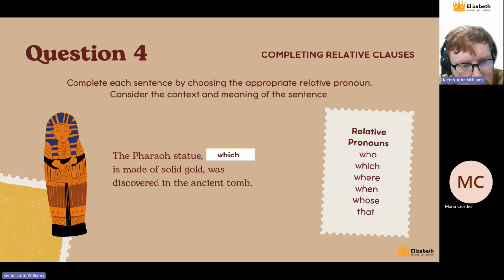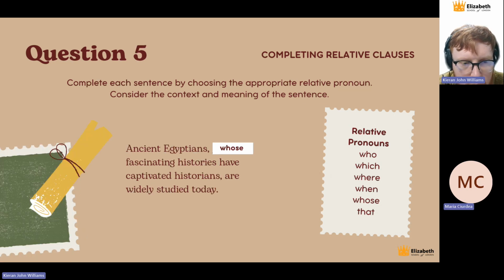Okay. And if we look at this sentence, there is a comma before, there is a comma after. So that means it is a non-defining sentence. So it must use which instead. Okay. So well done with that. Good work.